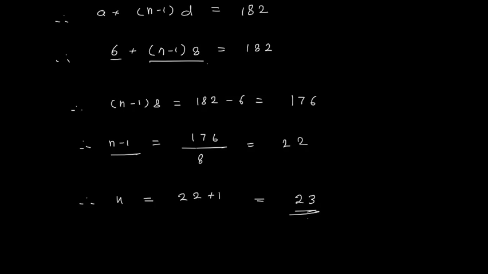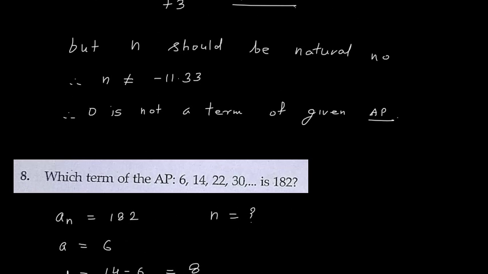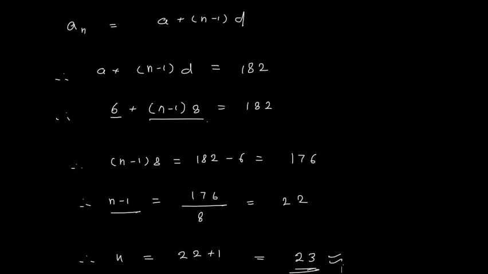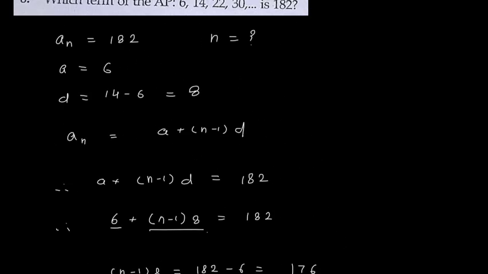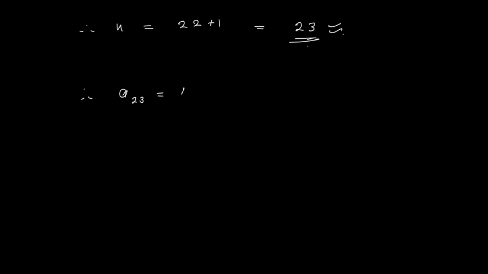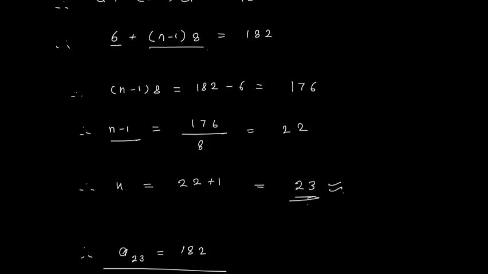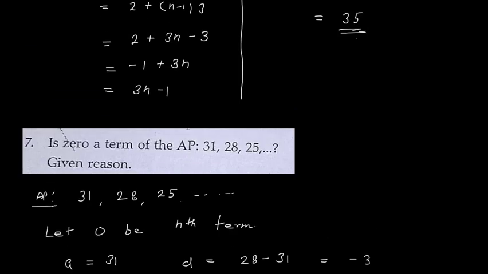You can solve this problem by opening the bracket here also. It's your choice. So the value of n is 23. So therefore we will say that a23 is 182. Finally you can write, therefore a23 is equal to 182. This is your result. This is the eighth problem. Let us do one more.